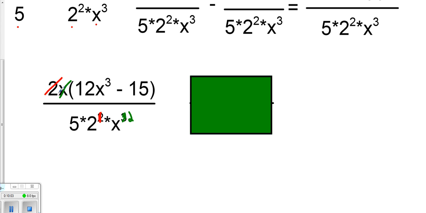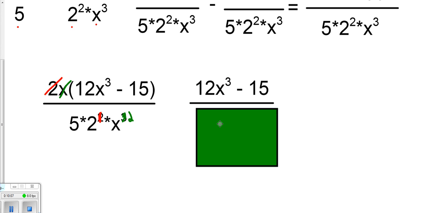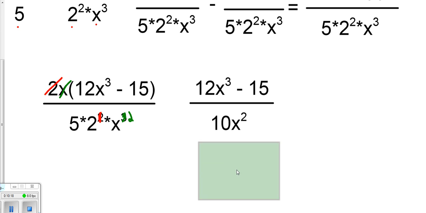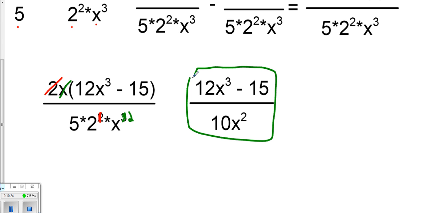Now we've canceled out these factors, so really our numerator is just going to be that 12x cubed minus 15. On bottom we've got 5 times 2 to the first, which is 10, times x squared. So our bottom's just going to be 10x squared. This is now our fully factored and simplified final answer.